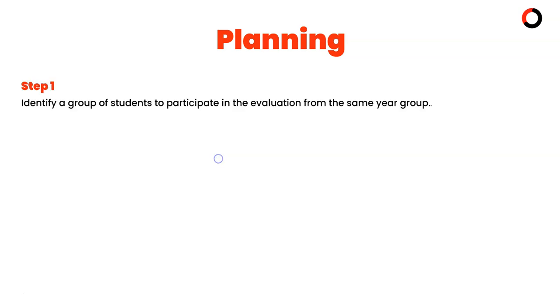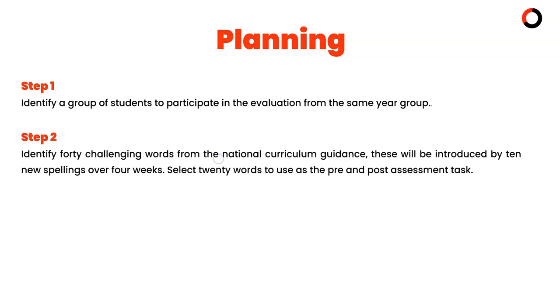So planning. Step 1 is to identify a group of students to participate in the evaluation from the same year group. Step 2, identify 40 challenging words from the National Curriculum Guidance. These will be introduced by 10 new spellings over 4 weeks, and then the 5th week will be a review. Select 20 words to use as a pre and post assessment task.